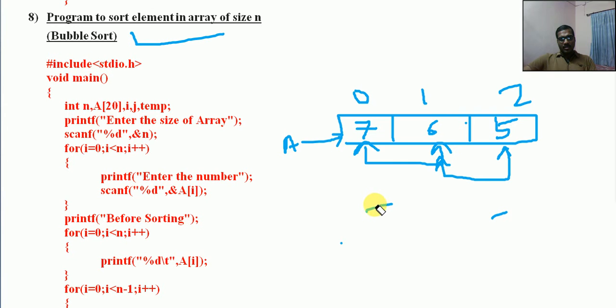What we are getting, see, after this 7 and 6, 6 and 7 will be like this. Then 7 and 5 will be compared. Then what will happen? Then 5 and 7 will be arriving.